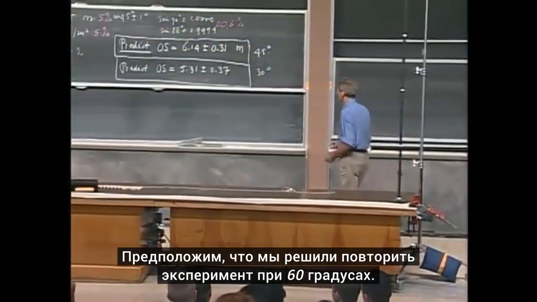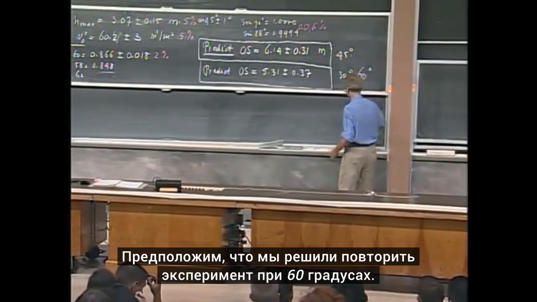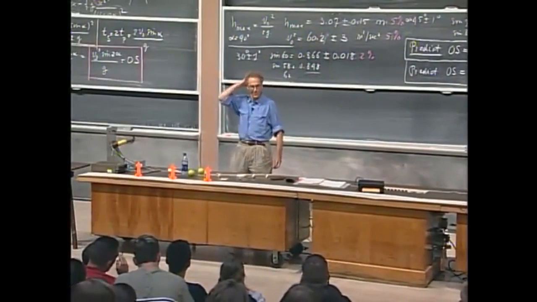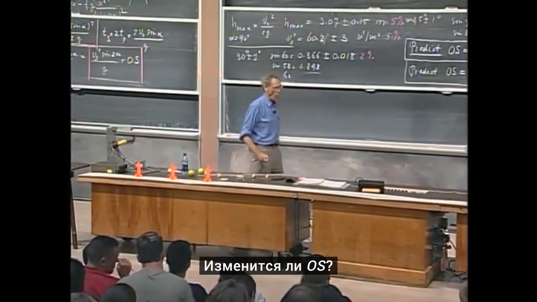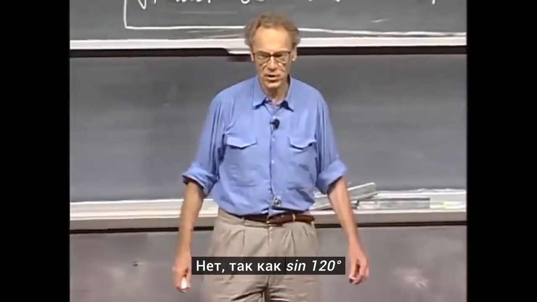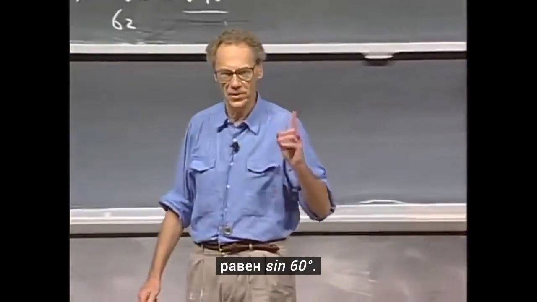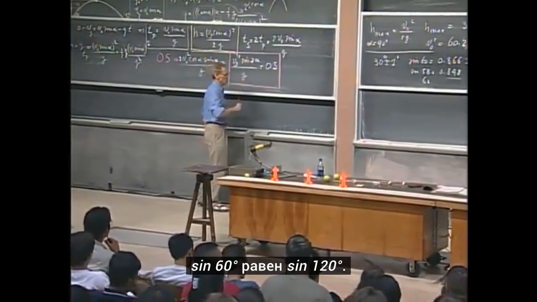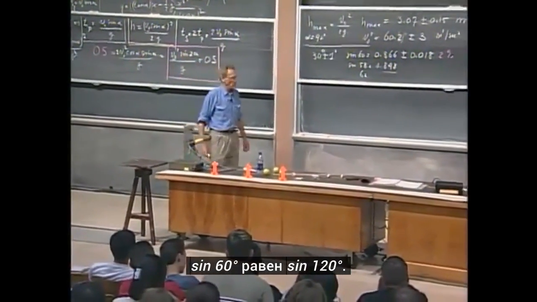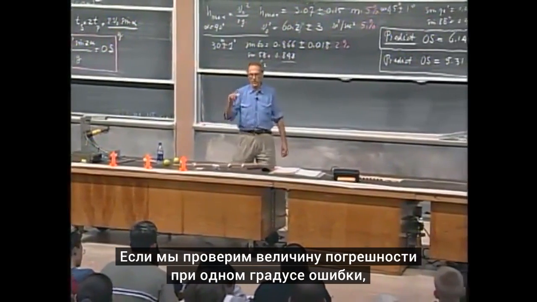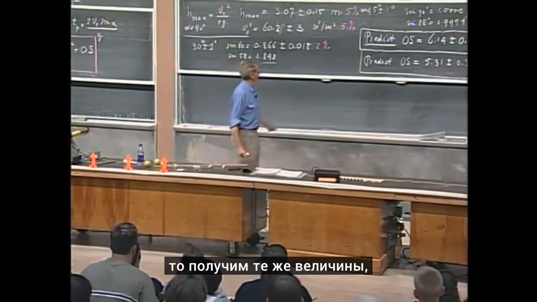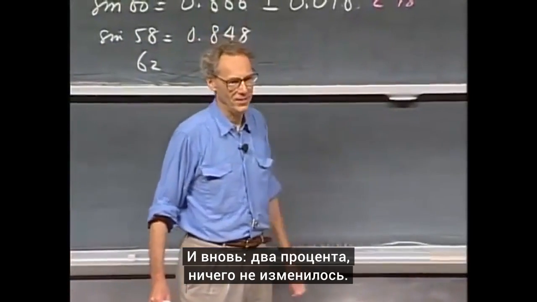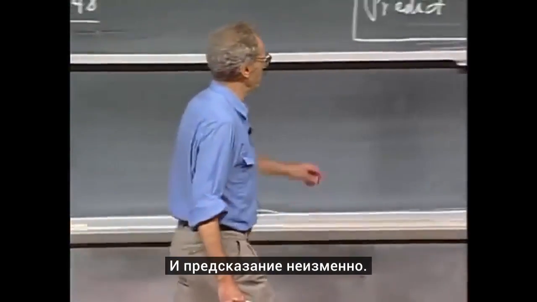Suppose now I repeated this experiment at 60 degrees. What will change? Will OS change? No, because the sine of 120 degrees is the same as the sine of 60 degrees. You have 2 alpha here. If you allow for an uncertainty of 1 degree on either side, you will find exactly these same numbers because of the symmetry of the sine curve. So again, you're off by 2%. No difference. And so this prediction is unchanged.